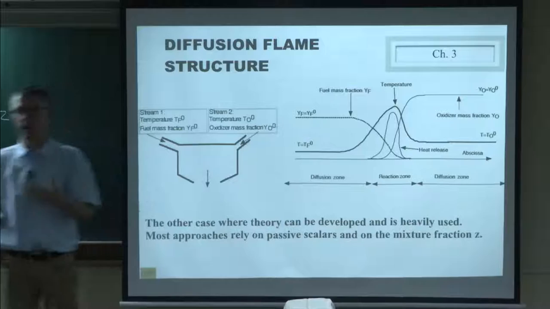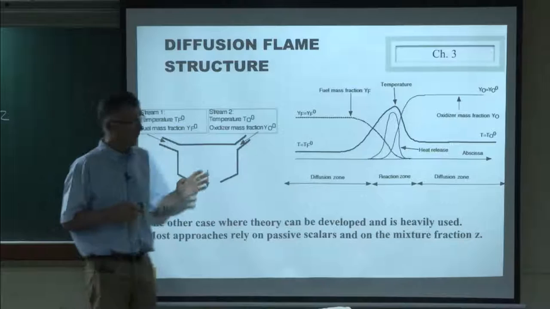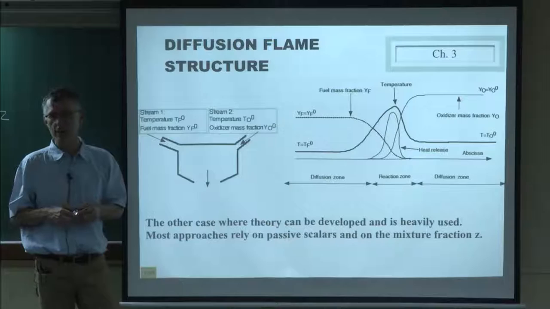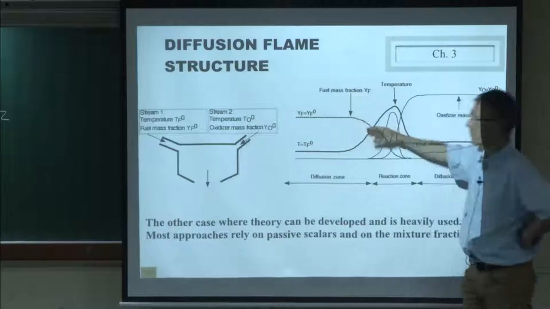Now the interesting thing about the theory for diffusion flames is that it's completely different from what we do for premixed flames. There is a very nice theory which is based on mixture fraction, which I'm going to develop now, and the objective of this theory is to explain the structure that we expect to find for this diffusion flame. So what do we expect to find? Well, we believe that there will be oxidizer arriving on one side, fuel entering the flame on the other side, and in the center there should be a flame.